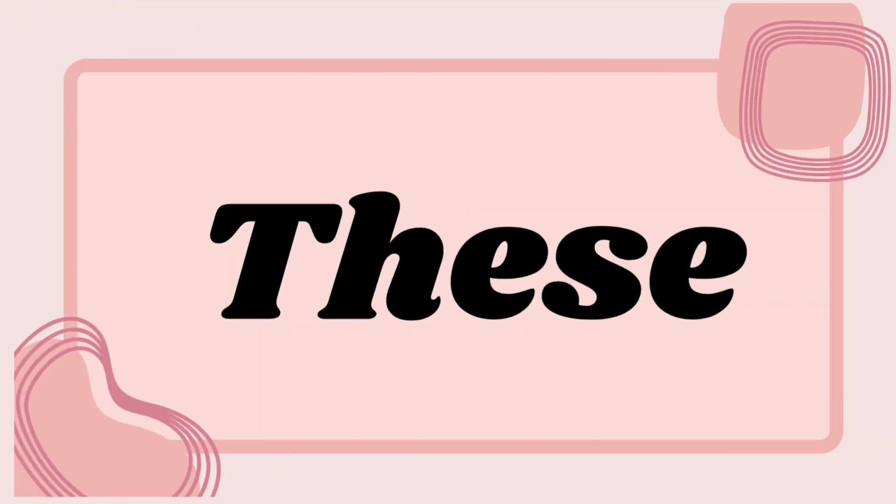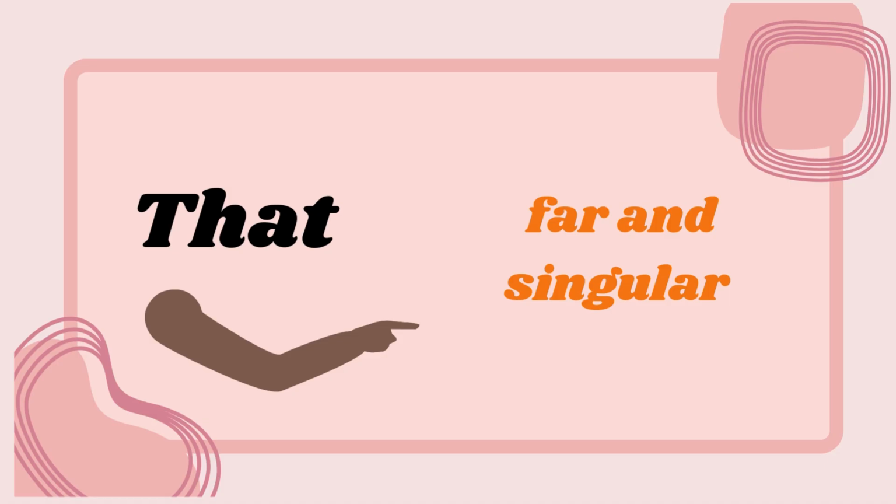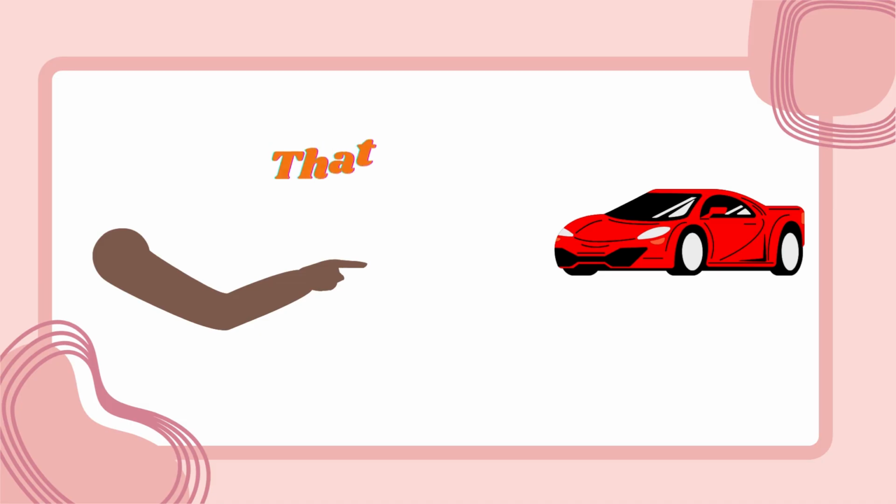Here is how they break down. This is for something close and singular. For example, this is my favorite book. That is for something far and singular. Example, that looks like a cool car.